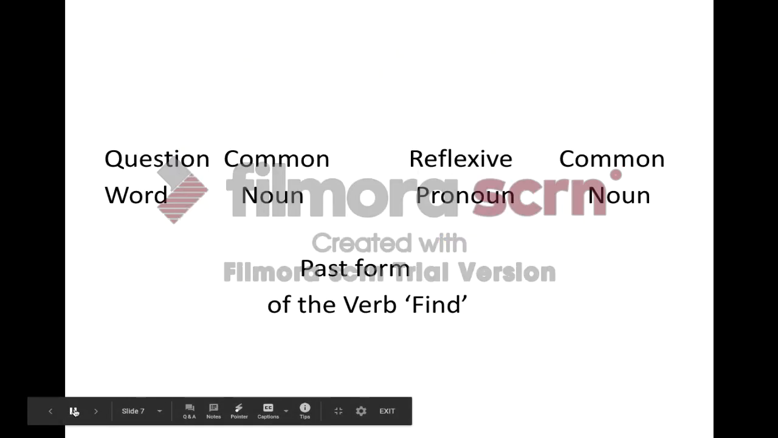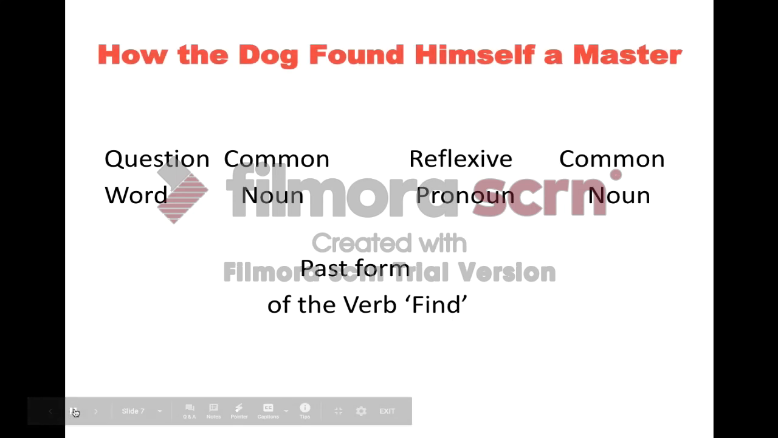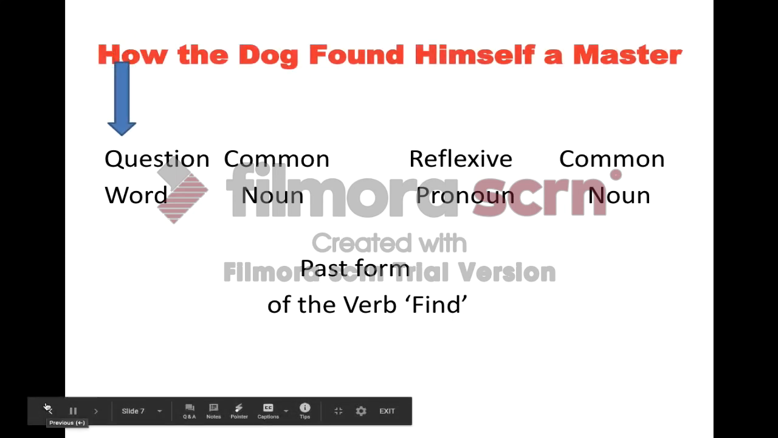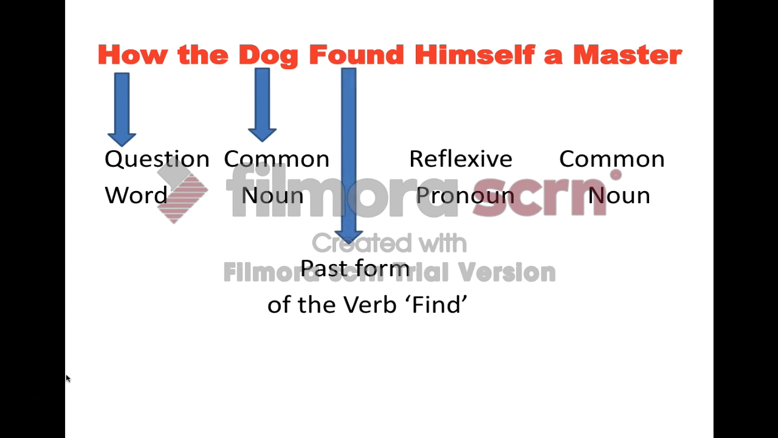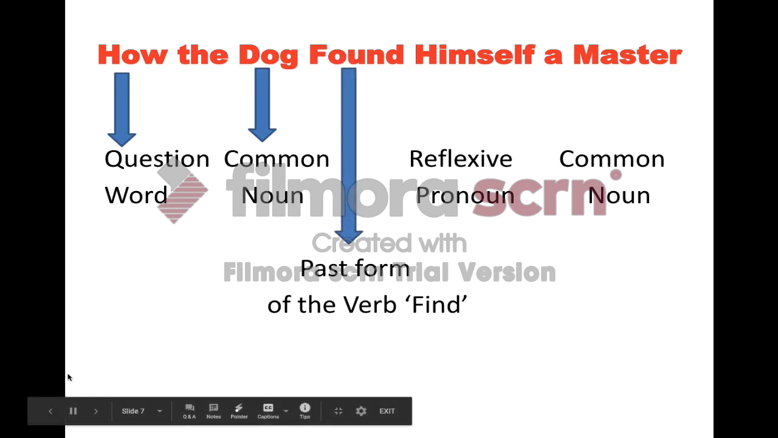So today we're going to read the story How the Dog Found Himself a Master. Now before we continue, let us look at the title. How is a question word. Dog is a common noun. Found is the past form of the verb find. Himself is a reflexive pronoun. And master is a common noun.